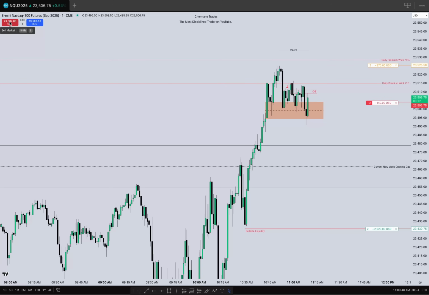So do I move my stop loss yet? No. Yes, we've taken out that clean triple bottom, but I want to see something a little bit more meaningful. I want a little bit more displacement. I want to see a nice close beneath this here.